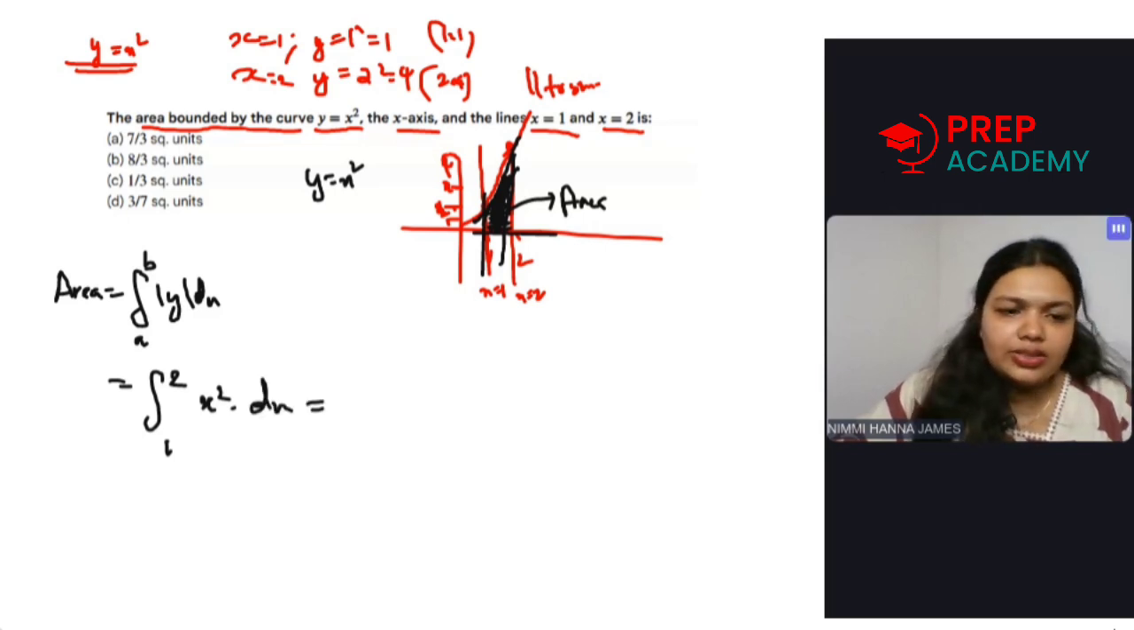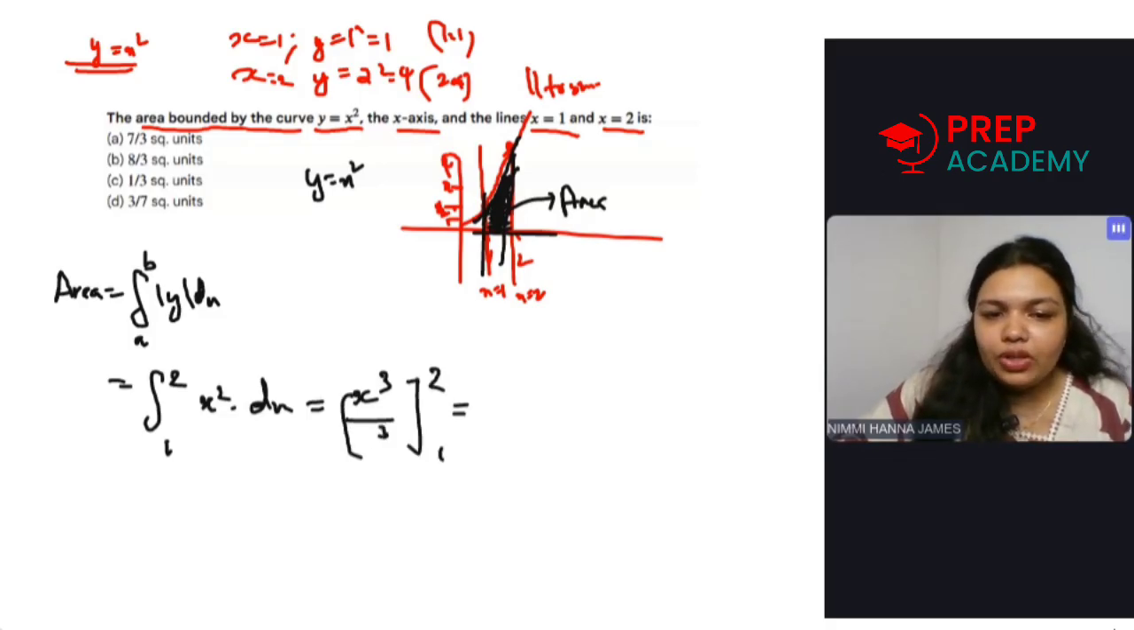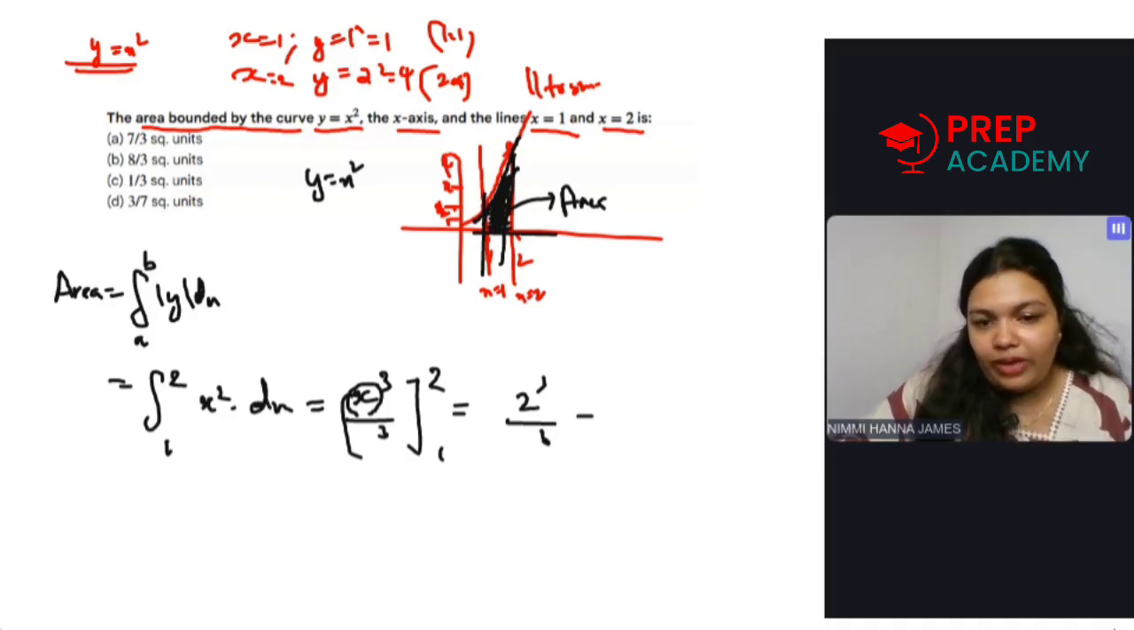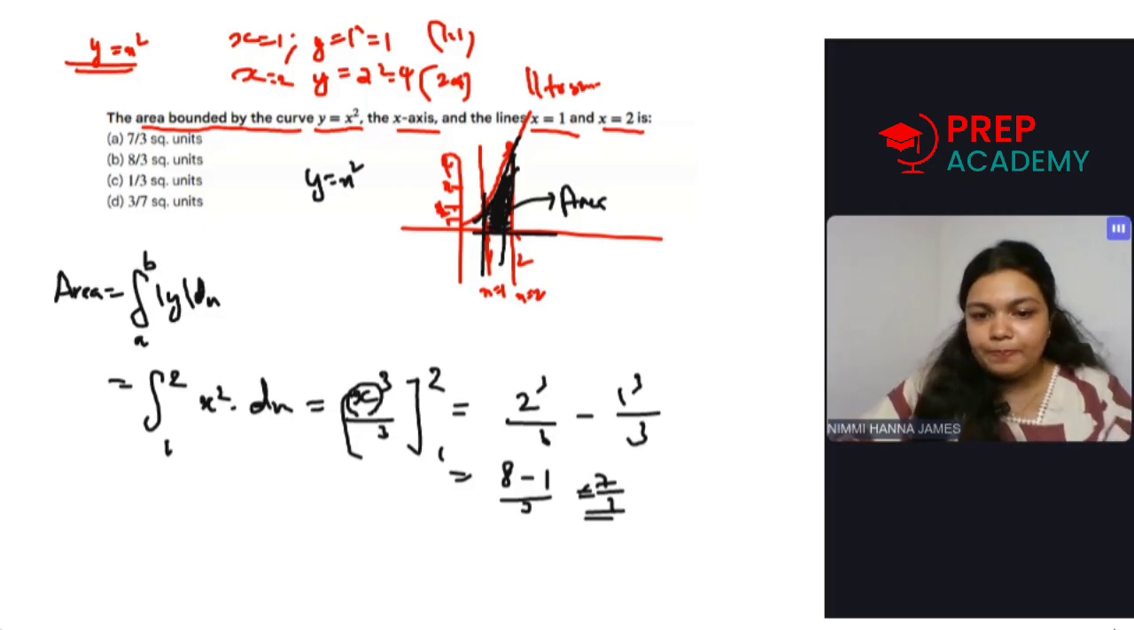Now just integrate, that is x cube by 3, and apply the limits 1 to 2. So upper limit minus lower limit: 2 cube by 3 minus 1 cube by 3, substituting the upper limit 2 in the value of x minus the lower limit 1 in the value of x. 2 cube is 8, minus 1 by 3, which is 7 by 3. 7 by 3 is the answer. Option A, 7 by 3 is the answer.